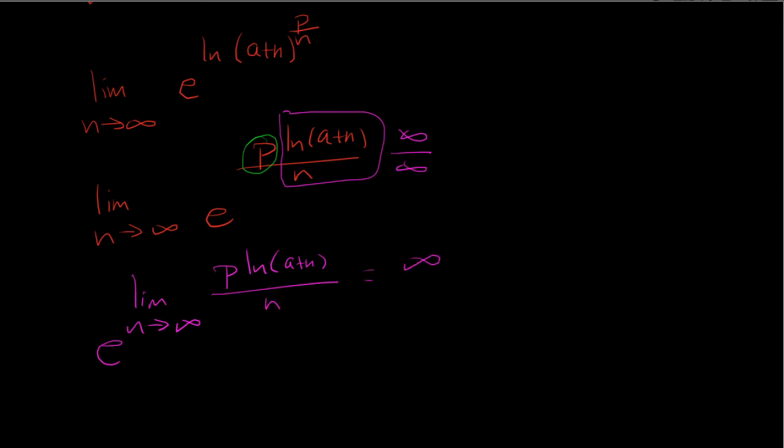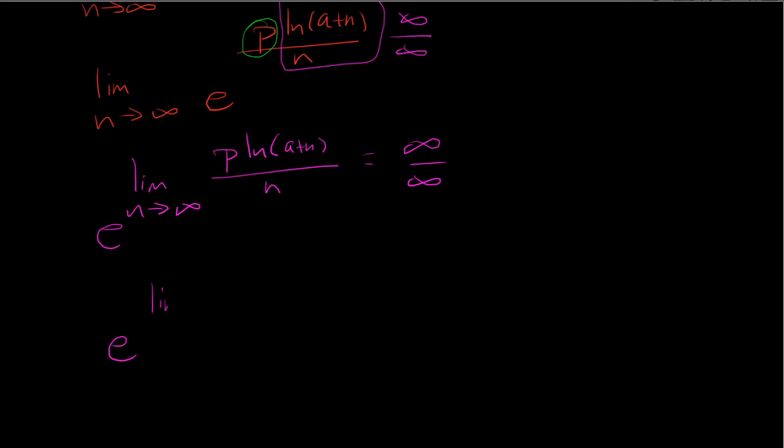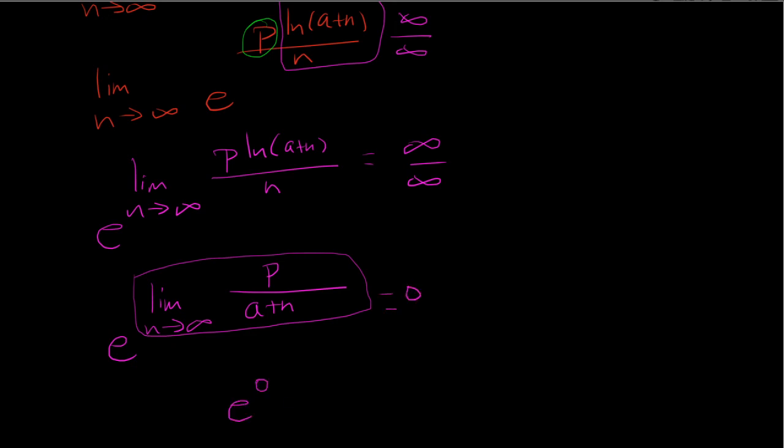Now, my limit is infinity over infinity. So that's good. I can use L'Hopital's rule. So I'm going to take the derivative of the top and the derivative of the bottom. The derivative of the bottom is just 1, so I'm just going to ignore that. And then the derivative of the top is p over a plus n. Clearly, the limit goes to 0, so this will be e to the 0, which is 1. So my limit, as n approaches infinity, of a plus n to the p over n is 1.